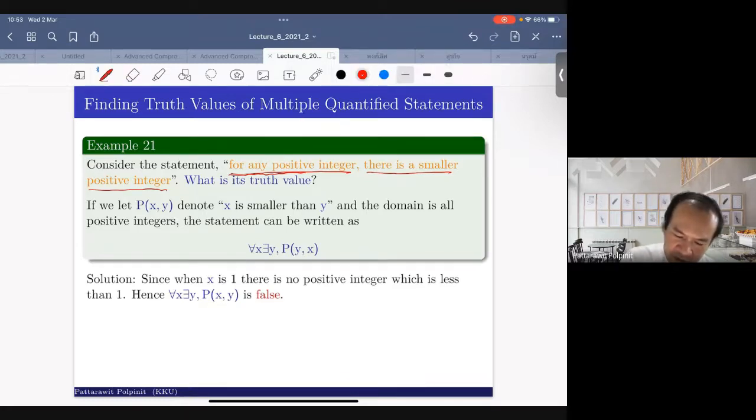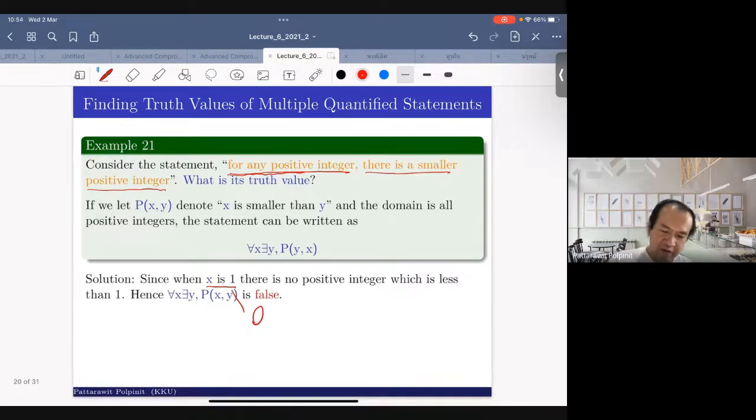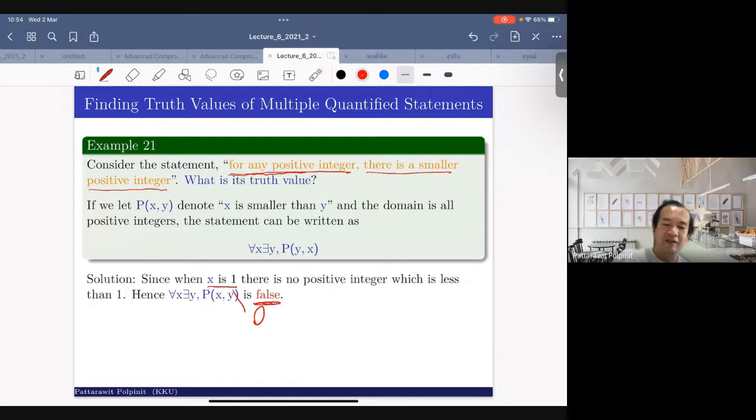So when x is one, one is a positive integer, but there is no smaller positive integer than one. We know that another integer that is less than one is zero, and zero is not positive. So there is no positive integer that is less than one. So this one is false.